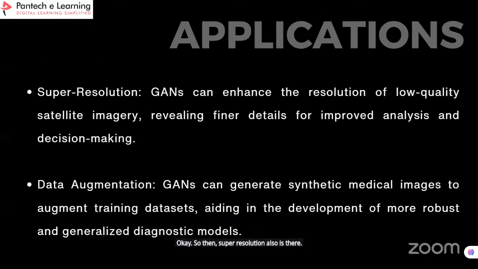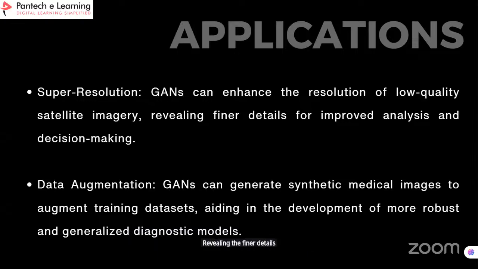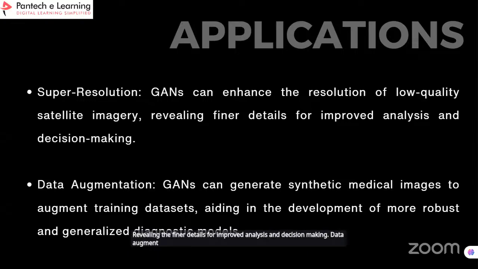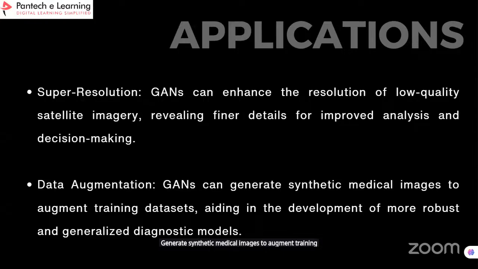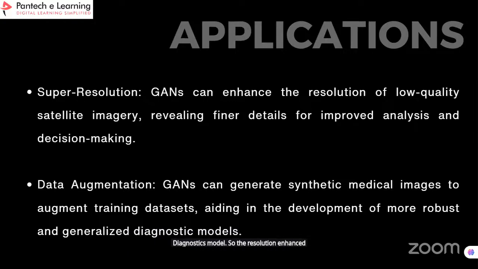Super resolution is where GANs enhance the resolution of low quality satellite imagery, revealing finer details for improved analysis and decision making. Data augmentation is where the GAN generates synthetic medical images to augment the training data set, aiding in the development of more robust and generalized diagnostic models. Resolution enhancement and data augmentation, we can do everything in that particular GAN model. We will start from the MNIST handwritten digit image generation. This is our image related project for today.